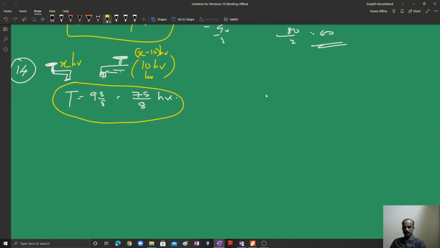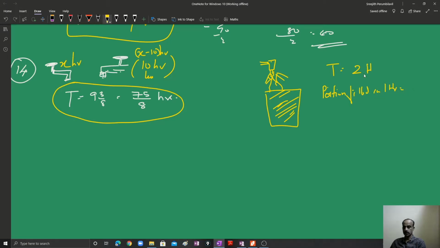Now, listen, suppose there is a tap, and the time taken is 2 hours to fill the tank. What portion is filled in 1 hour? I repeat, suppose the tap takes 2 hours, it is full in 2 hours. Portion or part filled in 1 hour, obviously, is 1 by 2, half of that.